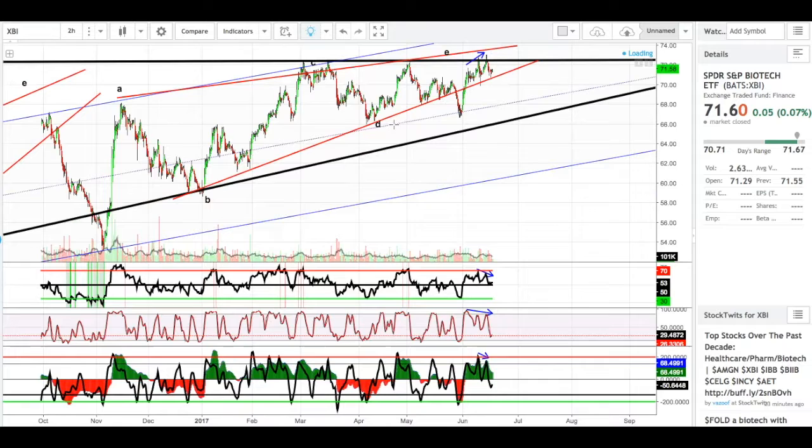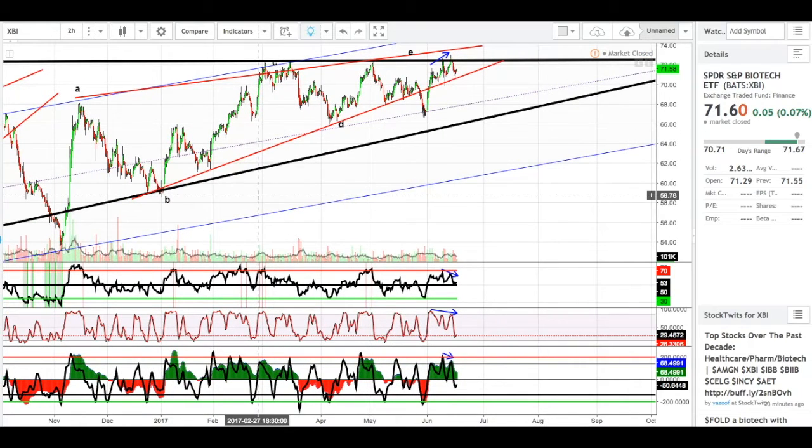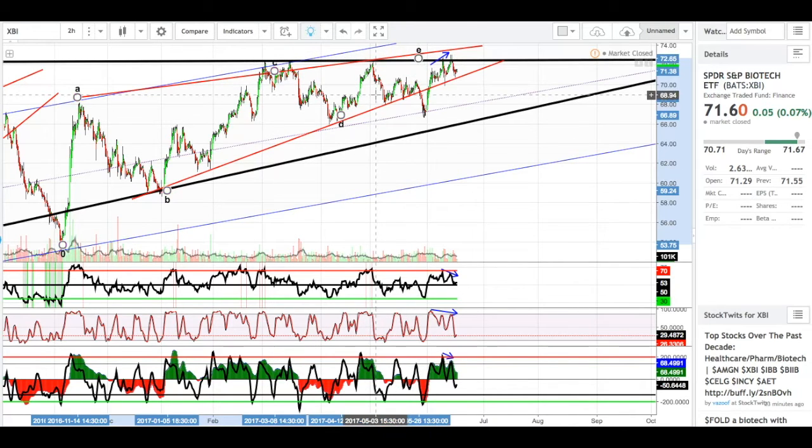So as far as this wedge pattern we have kind of going on here, we come up, we set our A, B, C, D, and E, and I think that this E is strengthened by the fact that we broke out below this support line here, and price kind of rallied and was like, hey, let's get our stuff together, and we came back up into this pattern here.